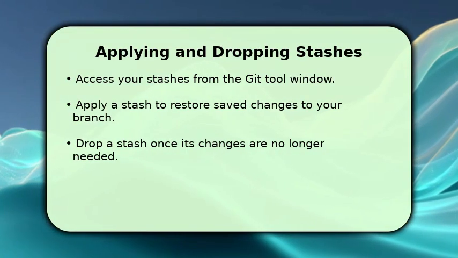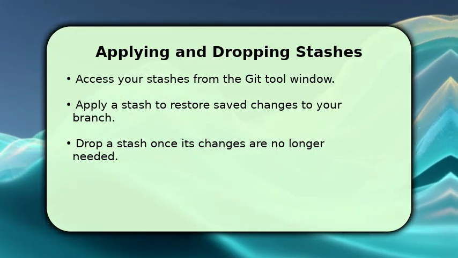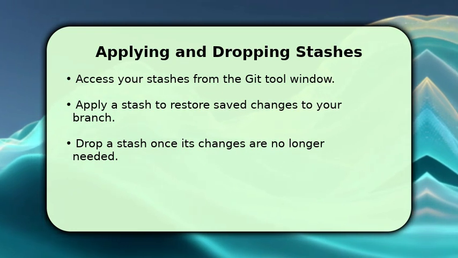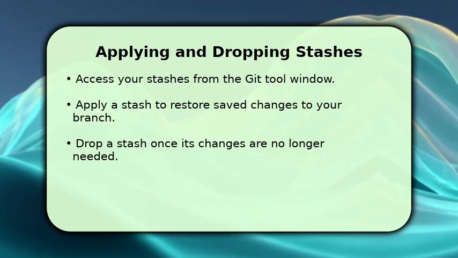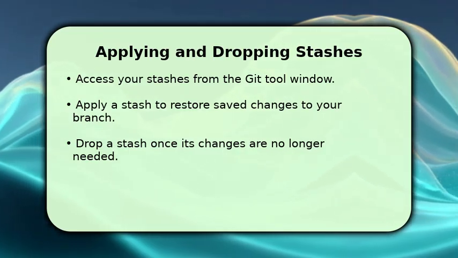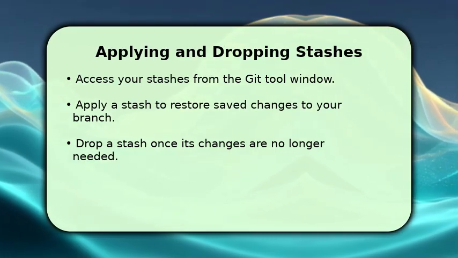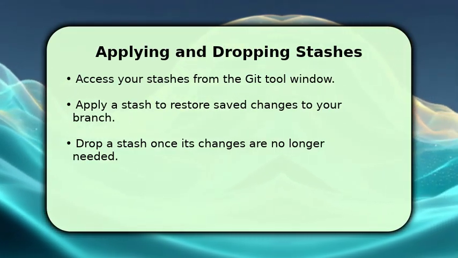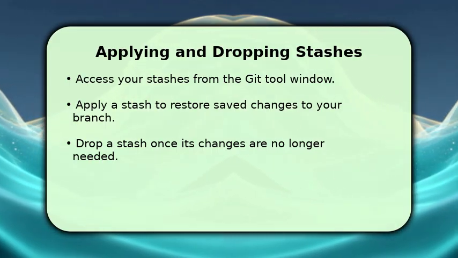Once you've created a stash, you'll find it listed in the Git tool window, usually under the Log or Branches tab. To apply a stash, right-click on it and select Apply Stash. This brings your saved changes back into your working directory. After applying, you might want to drop the stash if you're finished with those changes, as stashes persist until explicitly removed.